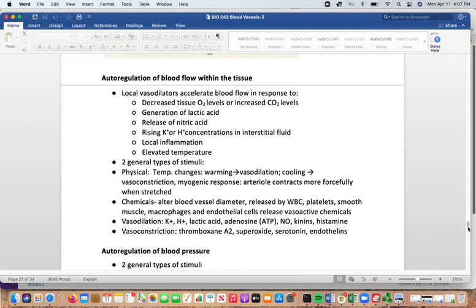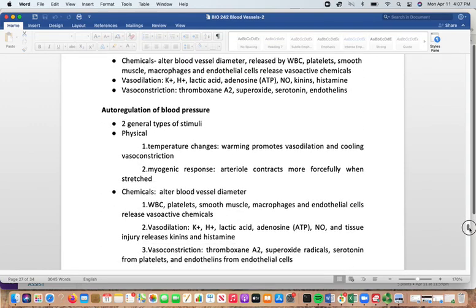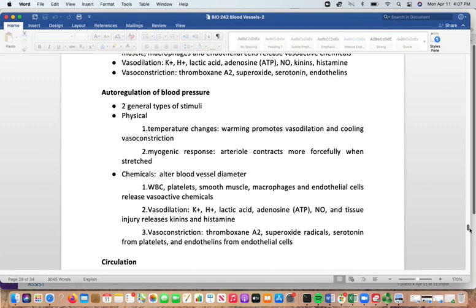So for that autoregulation of blood pressure, there are two main types of stimuli. Physical, these would be the temperature changes, causing vasodilation or vasoconstriction, and then the myogenic response, where the arteriole is going to contract more forcefully when it's stretched. The other type of stimuli would be chemical, and these will alter blood vessel diameter. White blood cells, platelets, smooth muscle, macrophages, and endothelial cells are all going to release vasoactive chemicals. You can have vasodilation with potassium, hydrogen ion, lactic acid, ATP, nitric oxide, and tissue injury. Those can release kinins and histamine. And then vasoconstriction can come from thromboxane A2, superoxide radicals, serotonin from the platelets, and the endothelins from the endothelial cells.